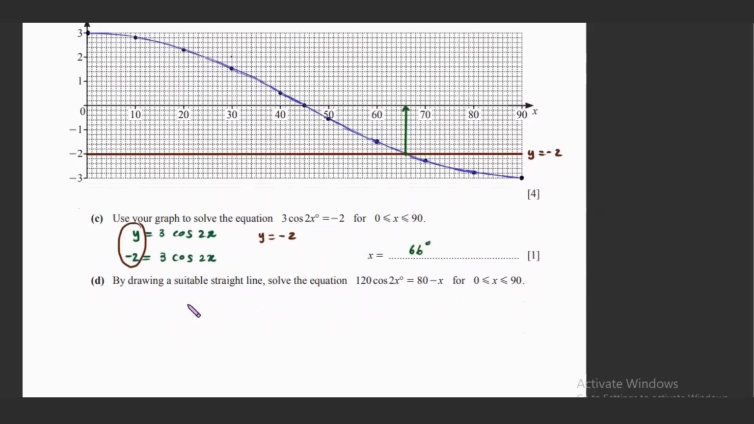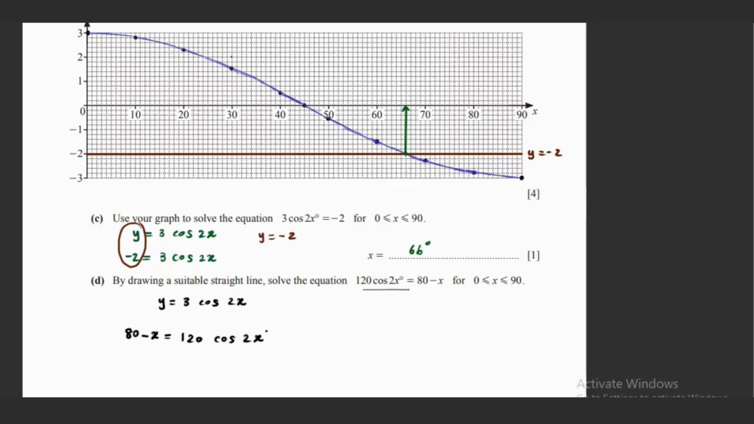In the next question, by drawing a suitable straight line, solve the equation 120 cos 2x is equal to 80 minus x. So even this question should be done similar to this one. We know the original equation of the graph, which is y is equal to 3 cos 2x. The equation given here, I'm going to write this part on the right side: 120 cos 2x on one side, and 80 minus x on the other side.